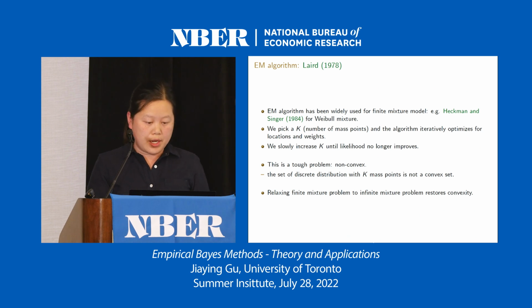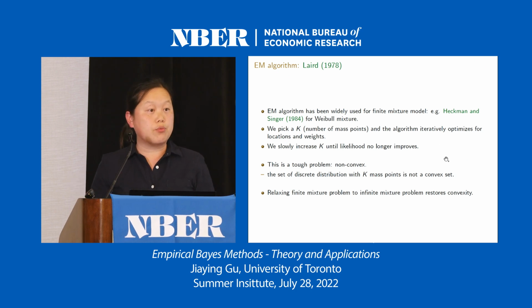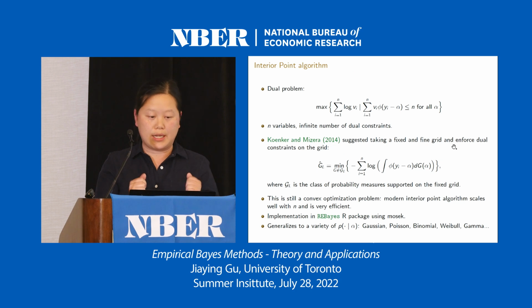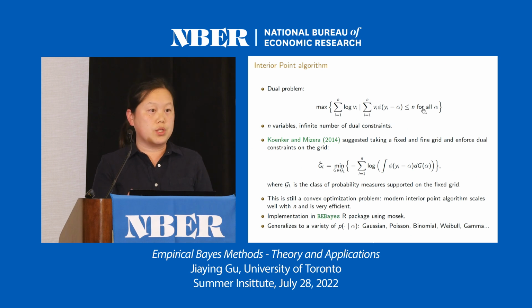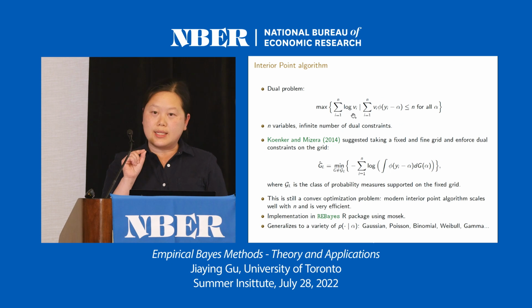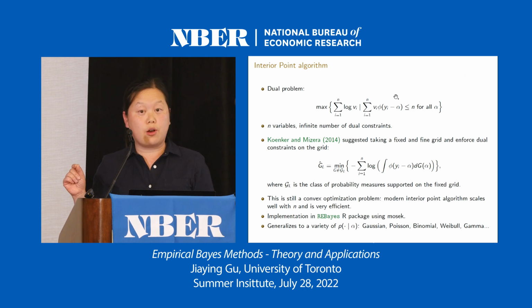Now, a key observation is that relaxing the finite mixture problem, which is inherently built into the EM algorithm, to an infinite mixture problem actually restores convexity, right? Because the whole collection of probability measures is indeed a convex set. So it pays off to look at the dual problem, which is usually a bit faster to compute. The dual problem of the non-parametric MLE, you have to take my word for it, takes this form. It has n variables, V1 to Vn, but the trouble is it has an infinite number of constraints, because the dual constraints have to hold for all values of alpha.